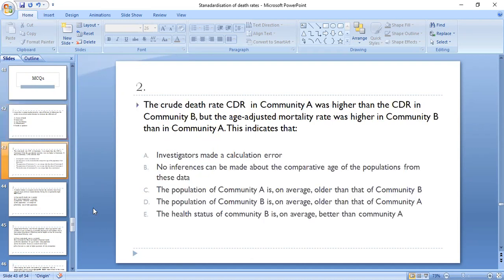The second MCQ is: the crude death rate in community A was higher than the crude death rate in community B, but the age-adjusted mortality rate was higher in community B than in community A. This indicates that either investigators made a wrong calculation, or no inferences can be made about the comparative age of the populations from this data, or the population of community A is on average older than that of community B, or the population of community B is on average older than that of community A, or the health status of community B is on average better than community A. C is the correct option: the population of community A is on average older than that of community B.